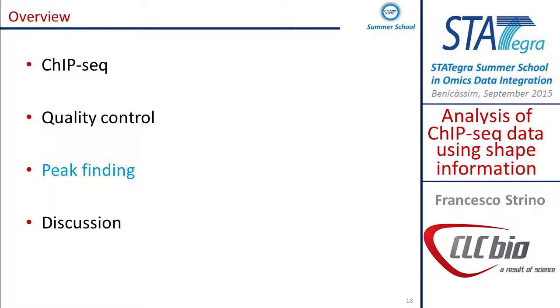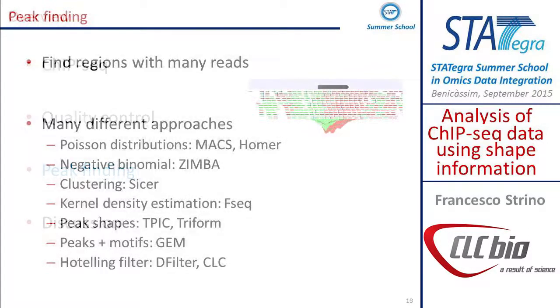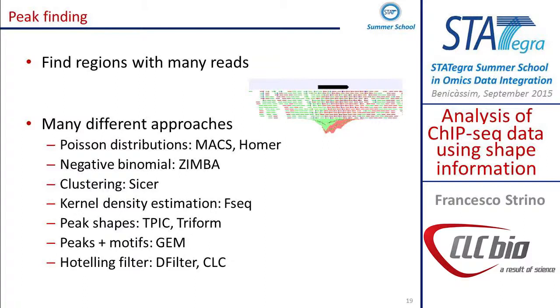Okay, now I'll move to peak finding. The main idea is not that hard. We want to find regions with many reads, and that's pretty much all there is to it. The main problem, as I was saying before, is that there are a lot of artifacts and non-specific reads, and there are many different approaches.